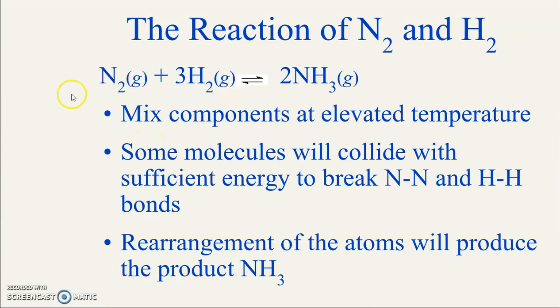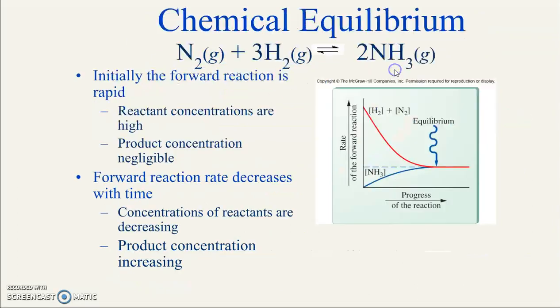So at a low temperature, it favors the reactants. At a high temperature, it favors the products. So this is showing you the equilibrium reaction for it. Initially, the forward reaction is really fast, and you can see this. This is the forward reaction, and it's going to happen.